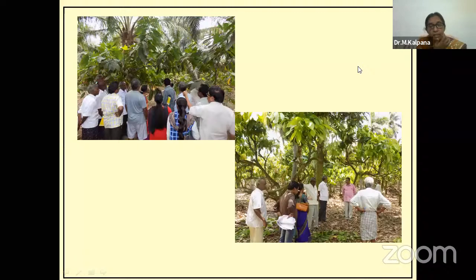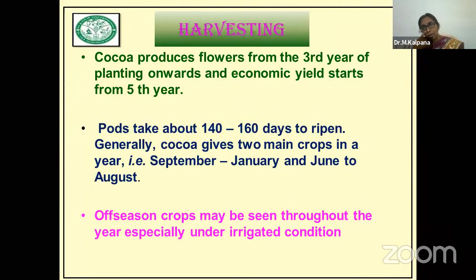We are educating the farmers regarding pruning in the field conditions. So coming to the final one, the harvest. The cocoa starts flowering from the third year, and the economic yields will come from the fifth year onwards. The pod takes almost 140 to 160 days to ripen.